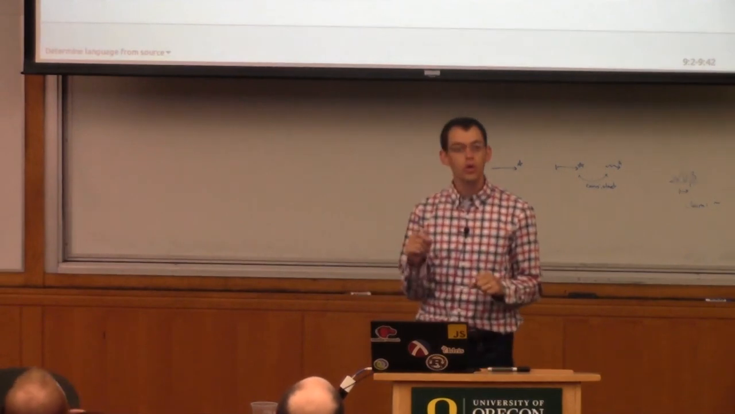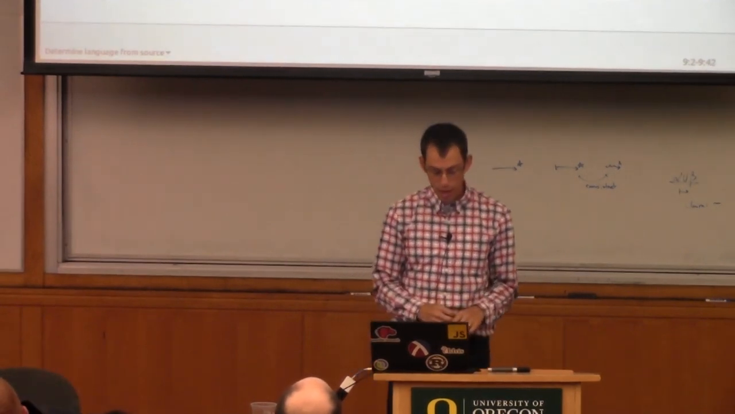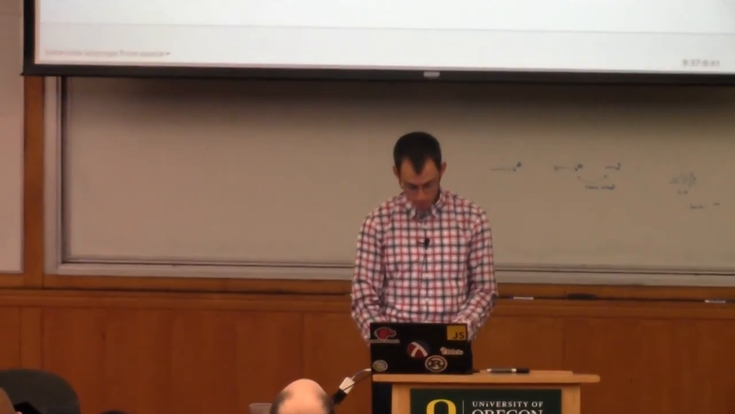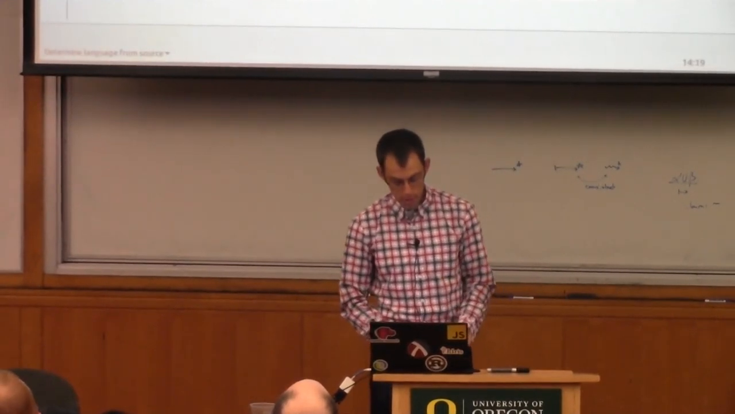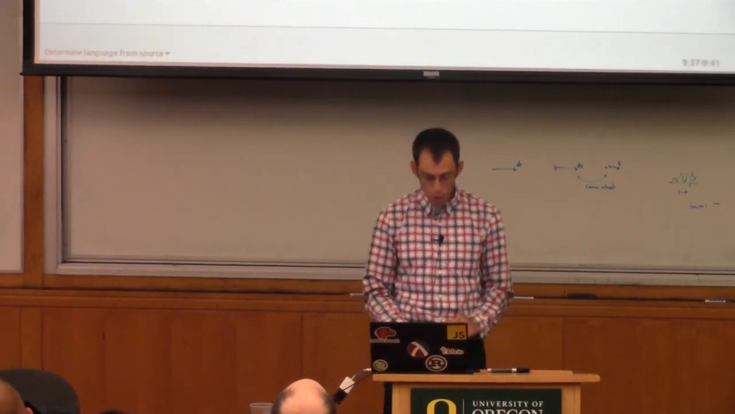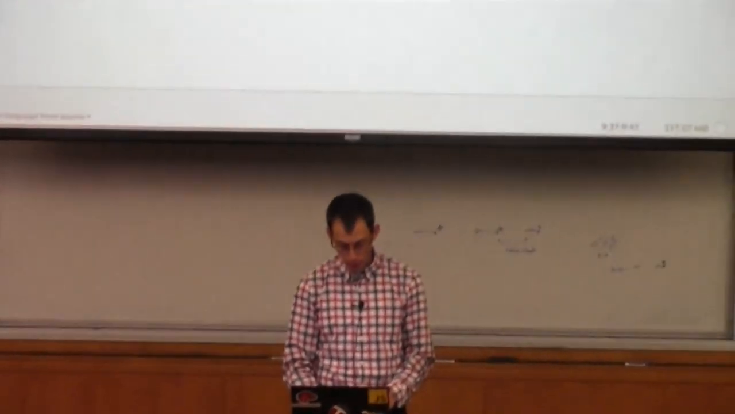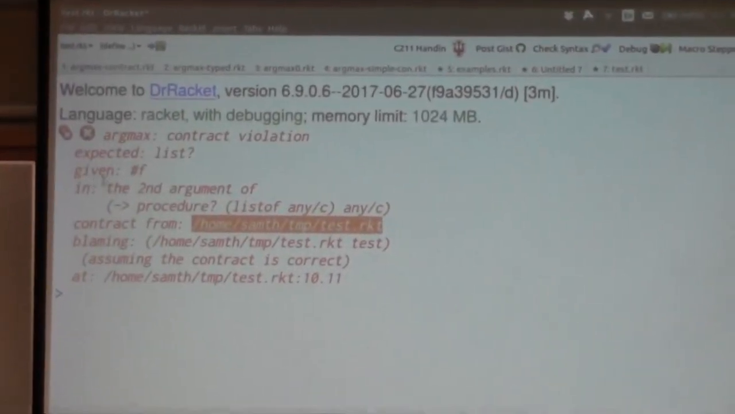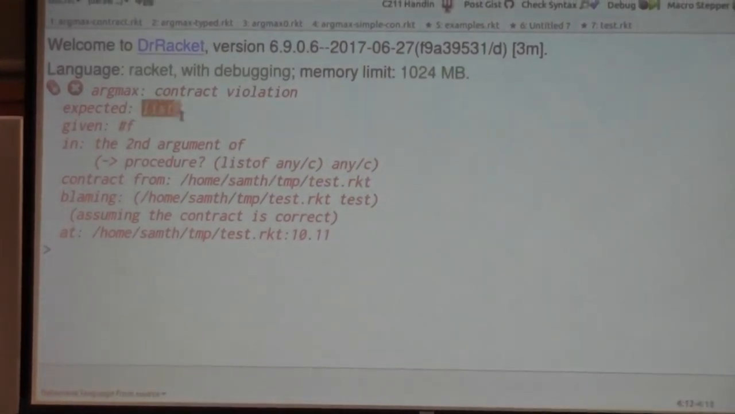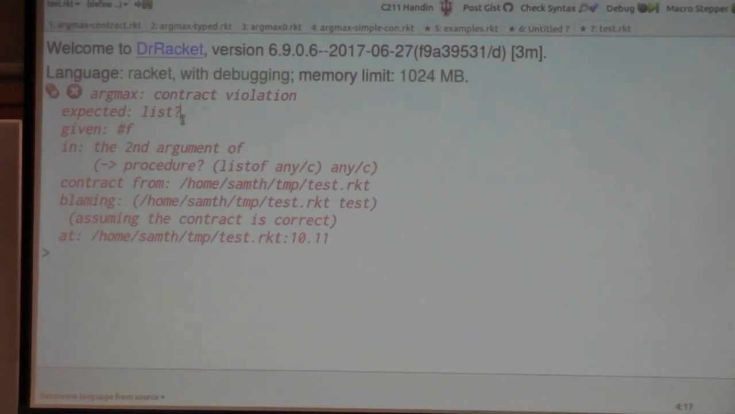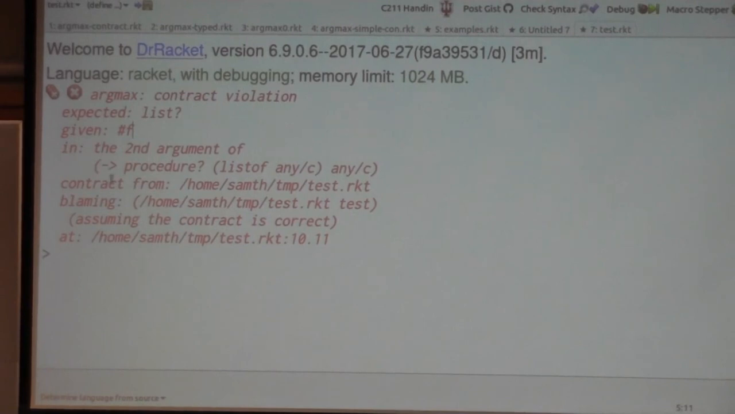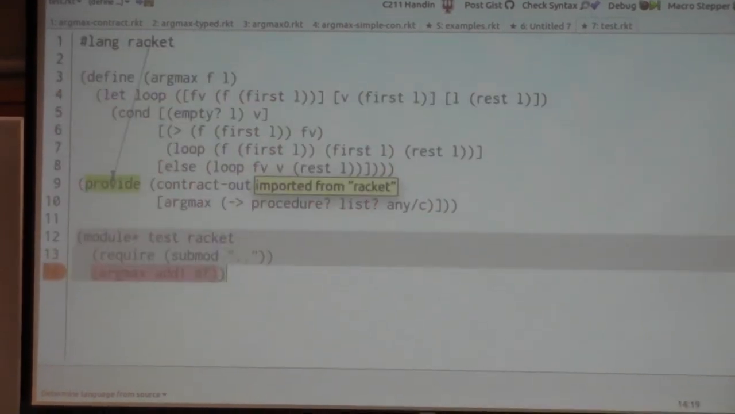Contracts tell you who broke the specification. And that's what this line says right here. It says that the test submodule, that is this part of the code right here, broke the contract. Where did the contract come from? It came from this file. And here's what the contract was. Here's what the value was. Here's what we expected to see, which is a list. Here's what we actually saw. And it was in this contract. So that's a contract error.